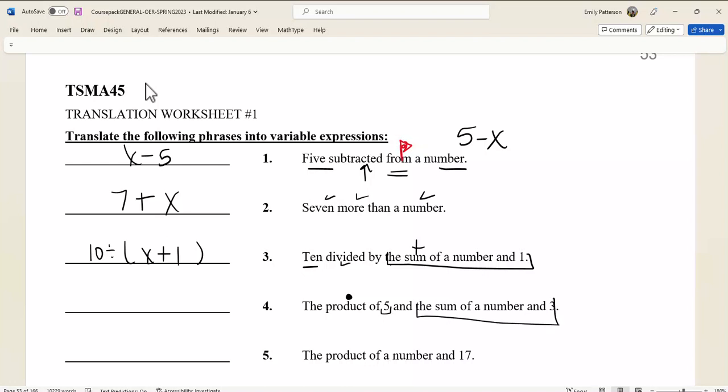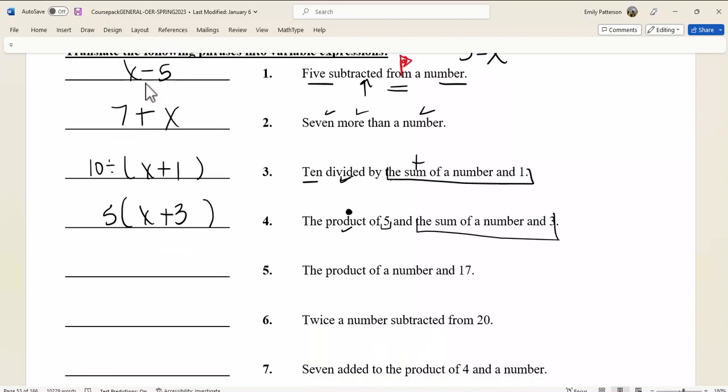Sometimes the word and can separate the two things that are getting divided or getting multiplied or whatever. So the product of 5 times, well, the sum, again, is what goes on inside, the sum of a number and 3. Next, product, so two things are getting multiplied. A number and 17. Okay. A number times 17. Item and an item. And of course, I like to write 17x. I like to write my numbers first.